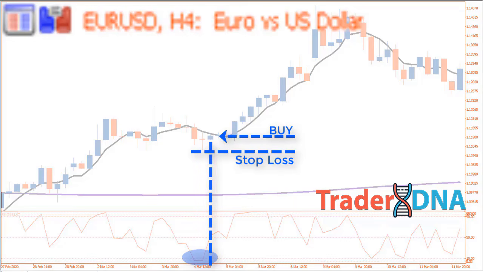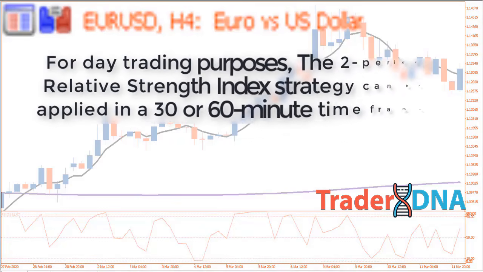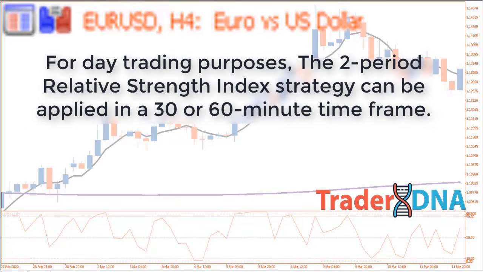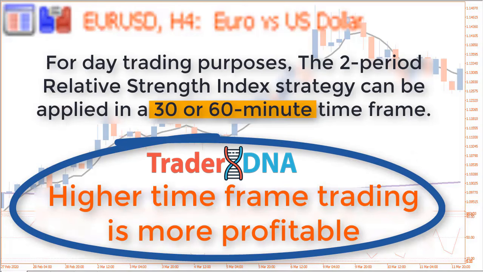No strategy can give you a 100% win ratio, so always be placing your stops at the appropriate areas. For day trading purposes, the 2-period relative strength index strategy can be applied in a 30 or 60-minute time frame. But, however, higher time frame trading is more profitable.